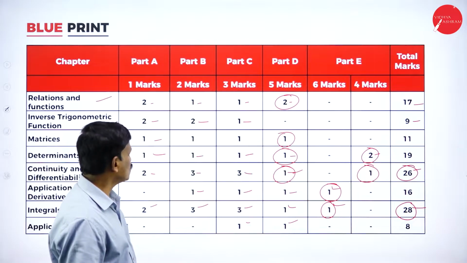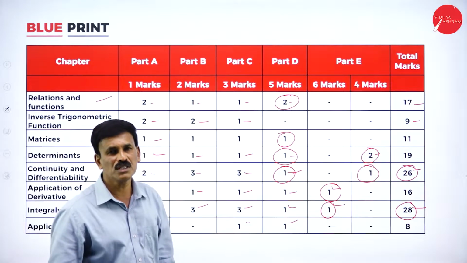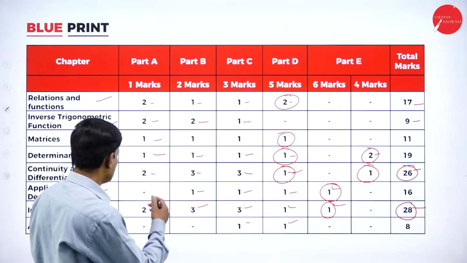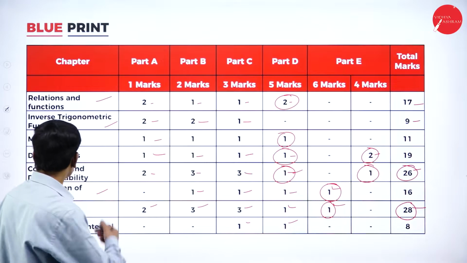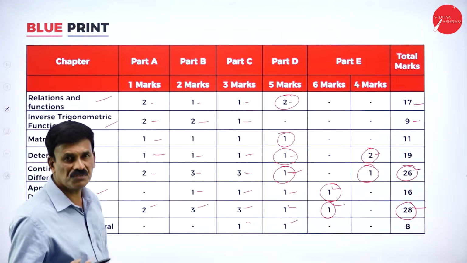Whereas in 3 marks question you will get a simple question, that is also finding the area of a given curve. Now these are the distribution of marks for the following chapters. Now the next chapter we are going to study is the differential equation.